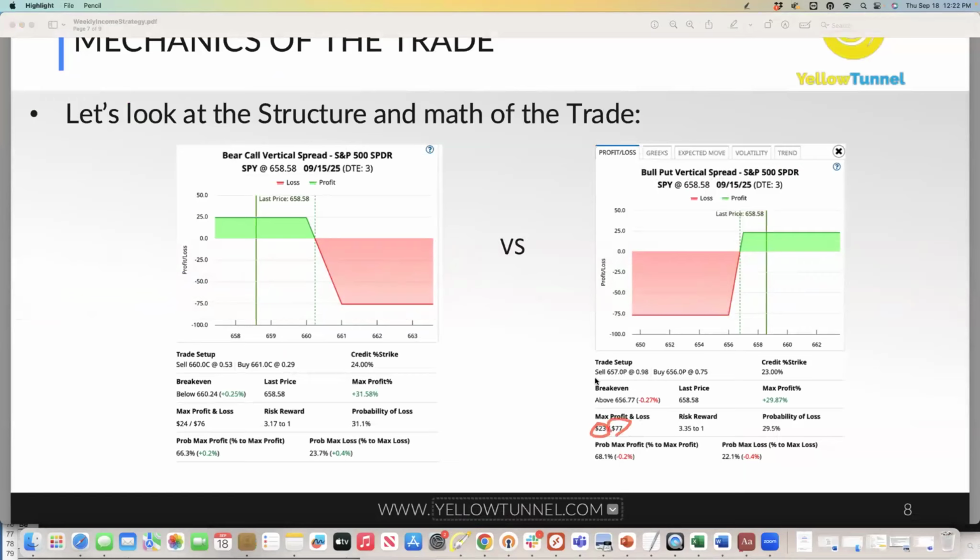Similar structure, right? So I would sell the 657 put. Actually, this example is exactly what happened yesterday. So you would sell the 657 put and buy the 656 put, right? You sell the more expensive option for 98 cents and you're buying the less expensive option. And that is your maximum gain, because it's a credit put vertical spread. It's a bullish put vertical spread. So your maximum profit is $23. Your maximum loss is $77.